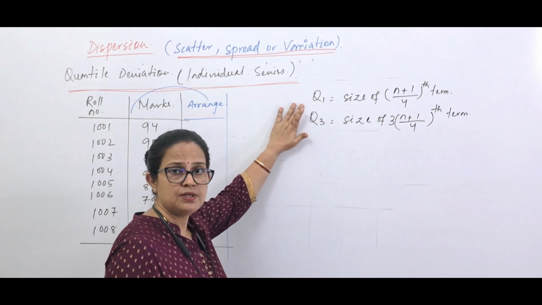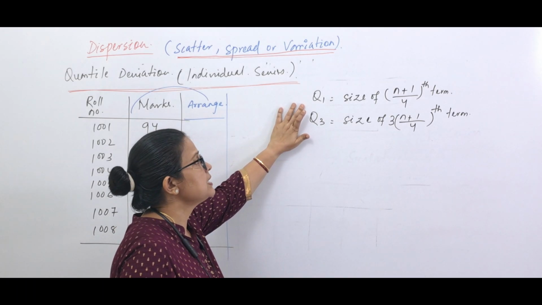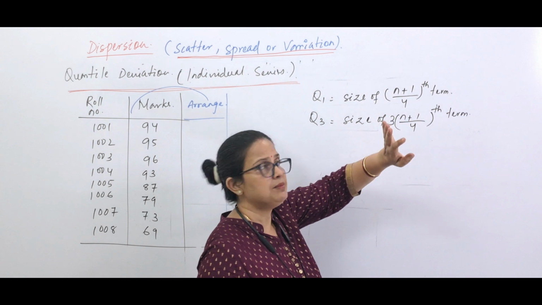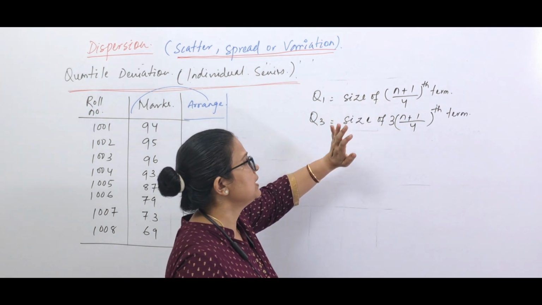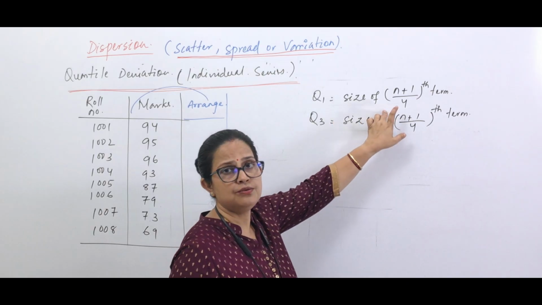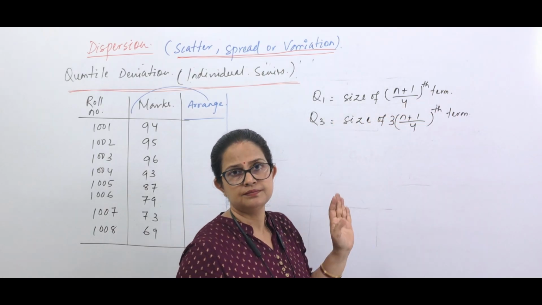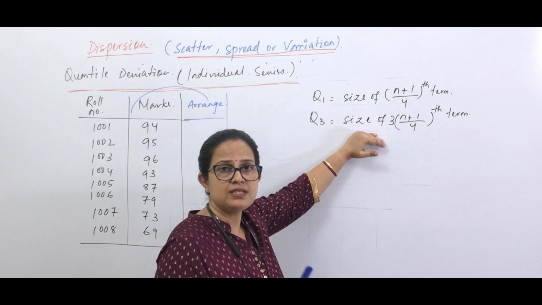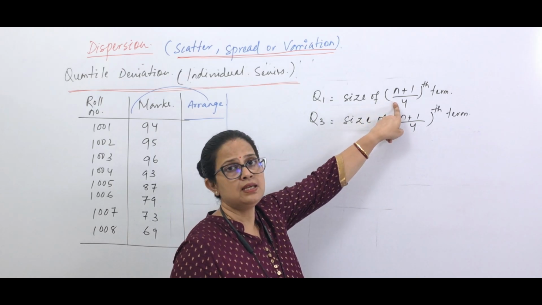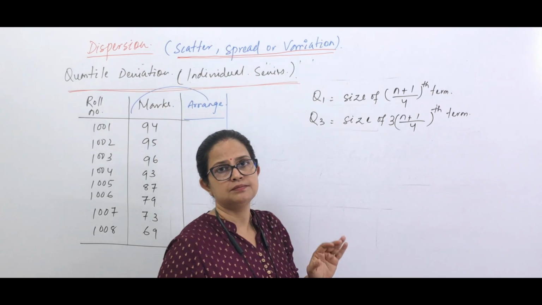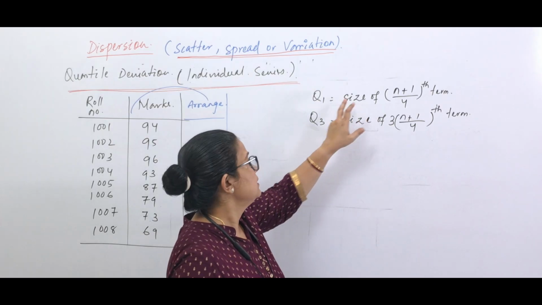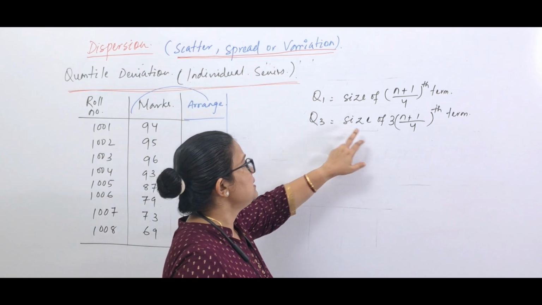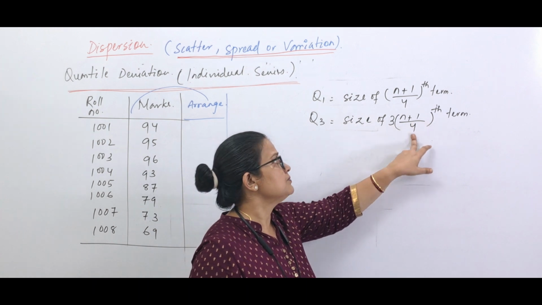The first one is our Q1. We have to find it as the size of the (n plus 1) by 4 th term. If you remember, to calculate the median we used the size of the (n plus 1) by 2 th term. For quartile, the series is divided into 4 parts, so we take the (n plus 1) by 4 th term. This is the first quartile. For the third quartile, Q3, the extreme quartile, we take the size of 3 times (n plus 1) by 4.